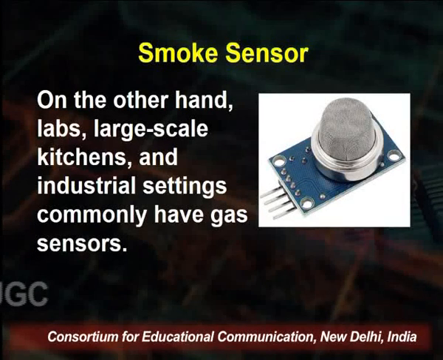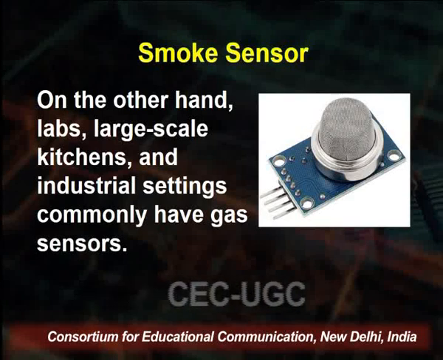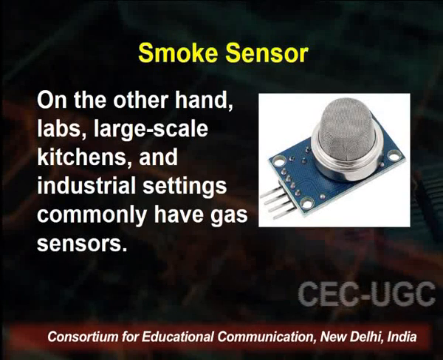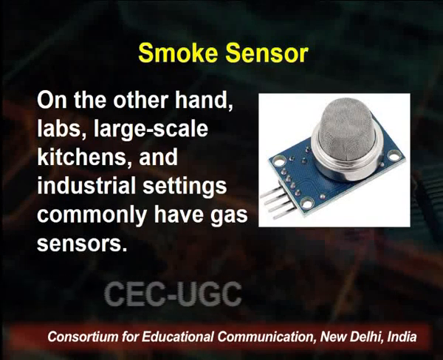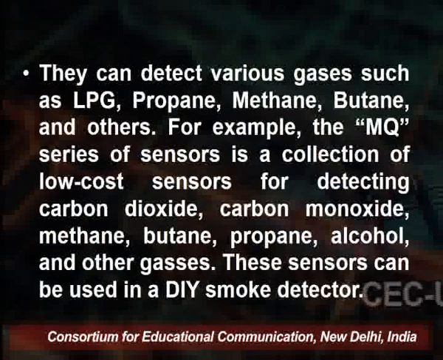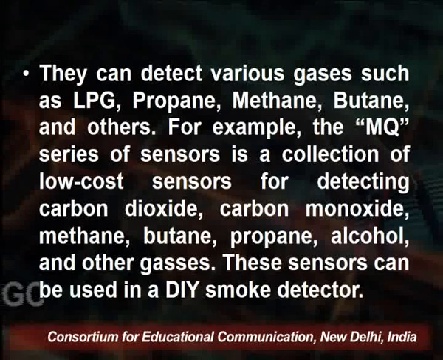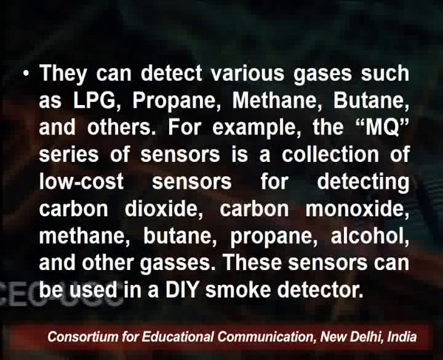So you see on the screen that this is a smoke sensor that can detect smoke. On the other hand, large-scale industrial kitchens commonly have a gas sensor. The gas industries use this type of sensor. This can detect LPG. Many gases can be detected with the gas sensor: LPG, propane, methane, butane, and many more.